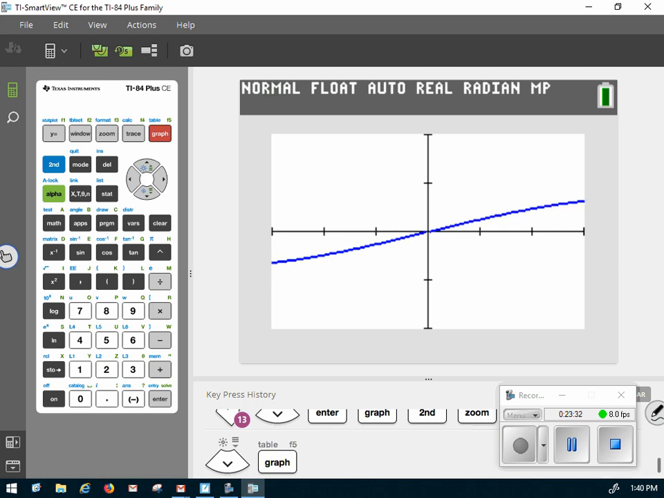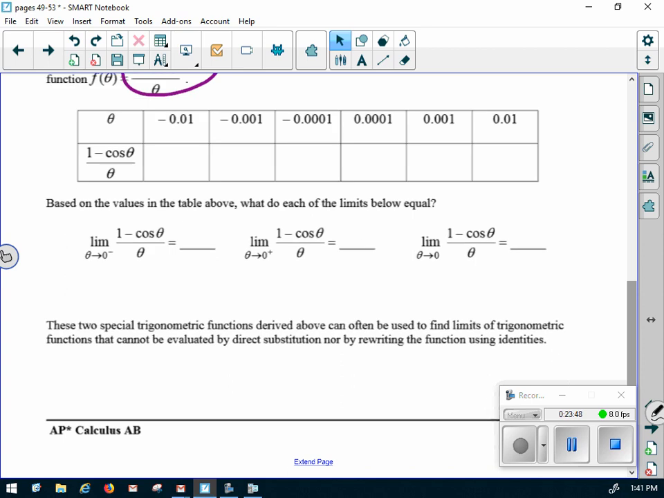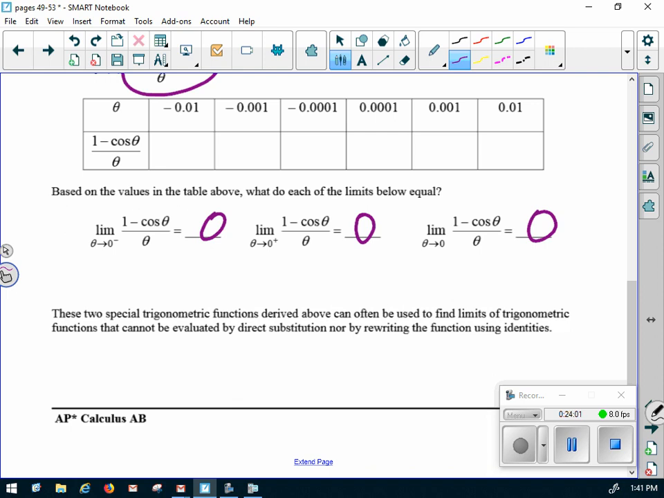So, I want you to take a look at this. What is the limit of that function as x or theta approaches 0? 0. From the left, the limit is 0. From the right, the limit is 0. Because the one-sided limits are equal, the limit is 0. I will have these filled-in notes posted if you want to go back and look at those tables. Do you have questions, though?